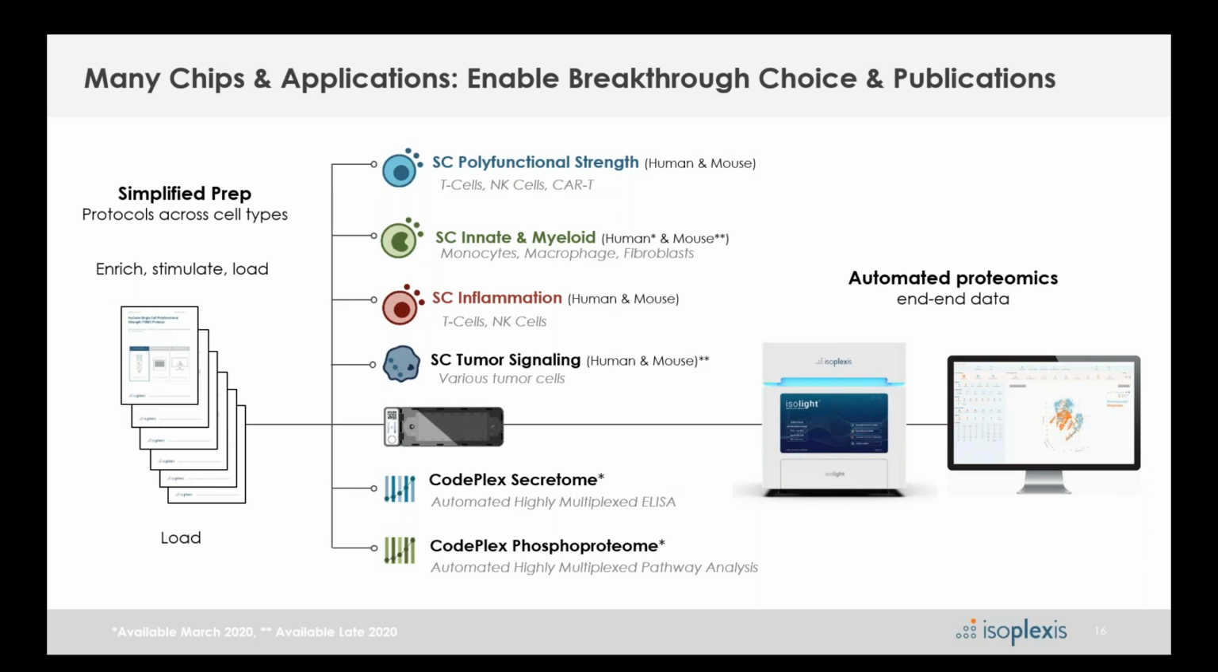The IsoLight is a hub for comprehensive functional profiling of each cell type across a large assay menu of single-cell chip and software products. We start with many sample preparation protocols validated and published many times over. Next are population CodePlex-based chips, which we have just released, used to optimize new stimulations quickly and cost efficiently.